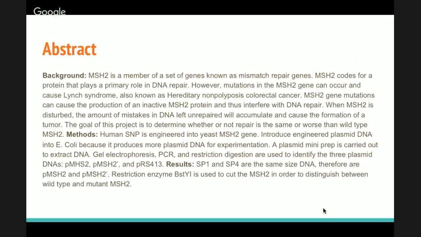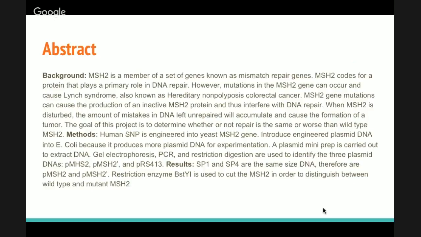Here's our abstract laying out the background, methods, and results of the experiment. MSH2 is a member of a set of genes known as mismatch repair genes. MSH2 codes for a protein that plays a primary role in DNA repair. However, mutations in the MSH2 gene can occur and cause Lynch syndrome, also known as hereditary non-polyposis colorectal cancer. MSH2 gene mutations can cause production of an inactive MSH2 protein and thus interfere with DNA repair.